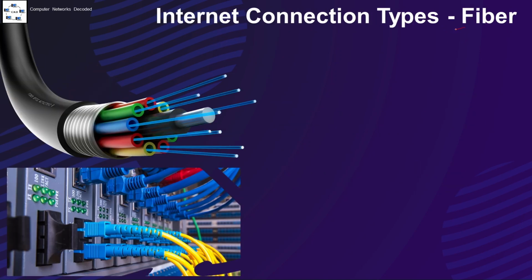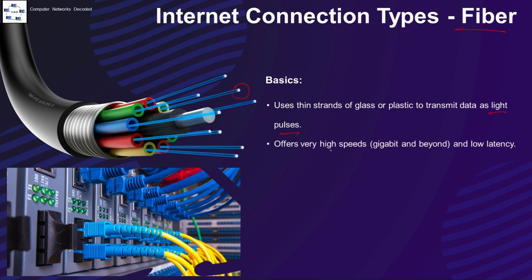Another internet connection type is optical fiber, which uses thin strands of glass or plastic to transmit data as light pulses. It offers very high speeds in gigabits and beyond, and it has very low latency compared to Ethernet, copper, or satellite internet. So the OFC offers the highest internet speeds. It is more reliable and less susceptible to interference than copper-based technology.